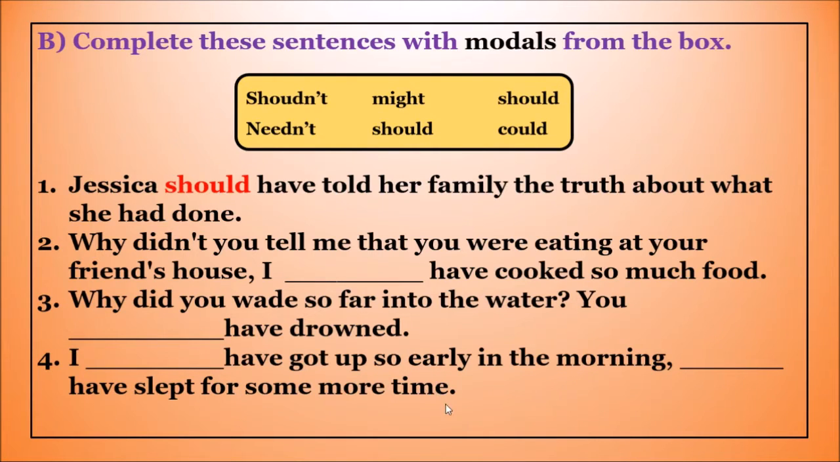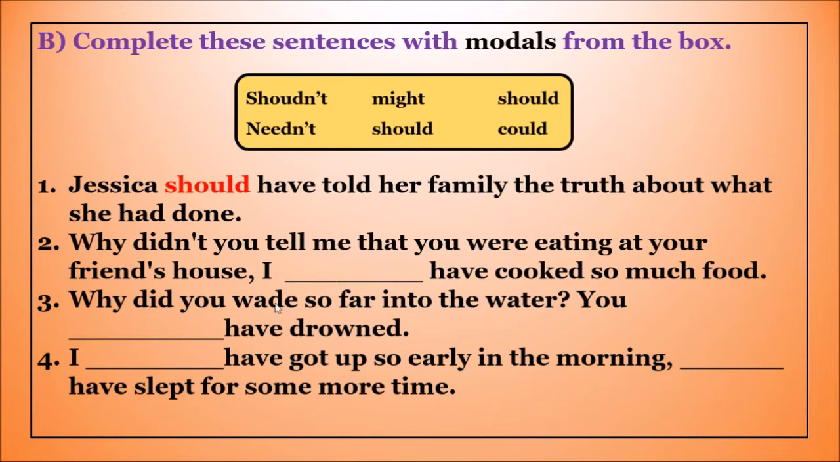If I had known that today is a holiday, I could have slept for some more time, no? I thought today is a working day, so I got up early. I need not have got up so early in the morning, and I could have slept for some more time. Now you understood the need of sleep in that sentence? Yes. Now check the answers, dear. For the second one, I need not have cooked so much food.